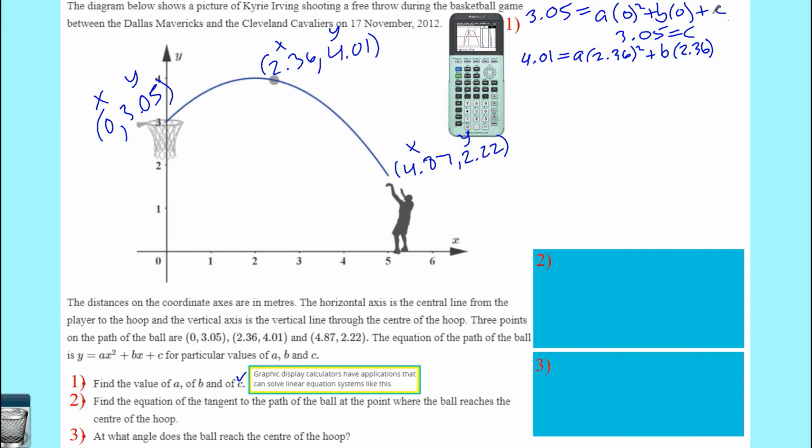And instead of writing just c, I already know what it is. I'm going to put plus 3.05. Okay? And then my third point, 4.87, 2.22.